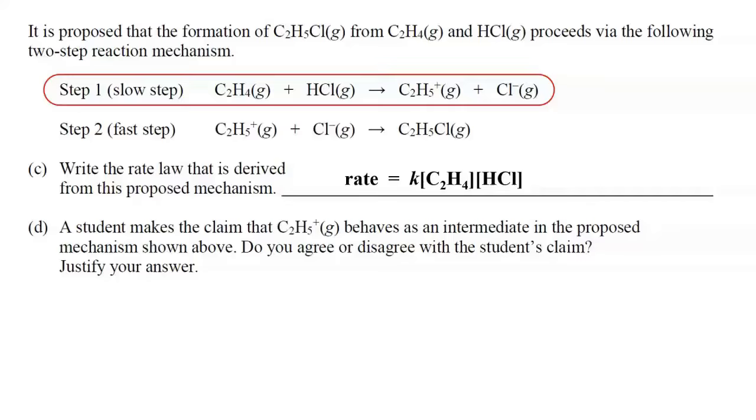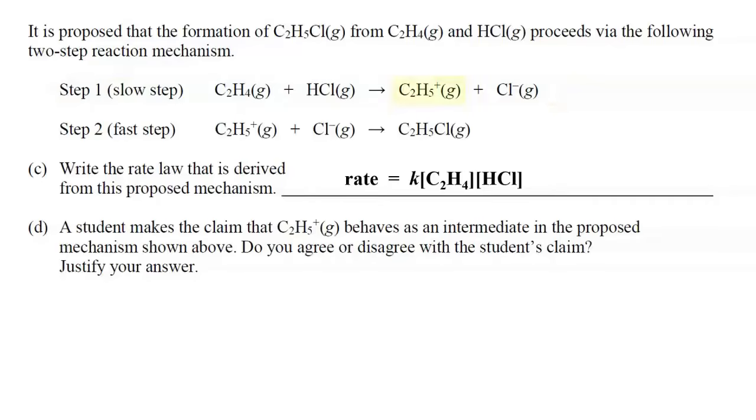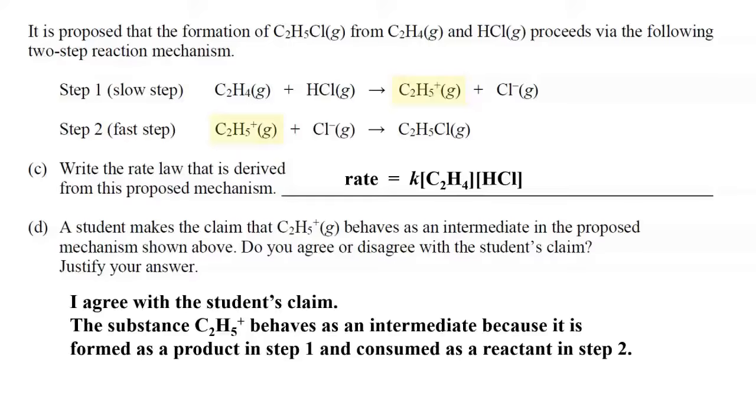C2H5+ is formed as a product in step 1, and then it is consumed as a reactant in step 2. So yes, I would agree with the student's claim because the substance C2H5+ behaves as an intermediate. It is formed as a product in step 1 and consumed as a reactant in step 2. That is the definition of an intermediate.